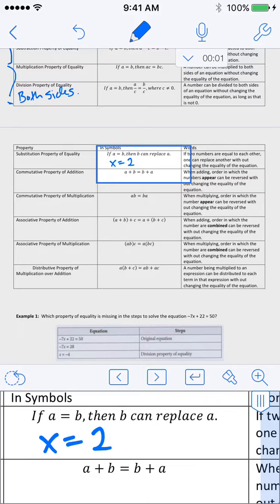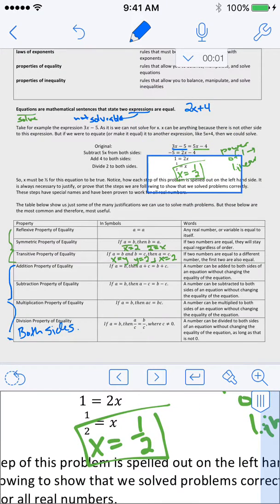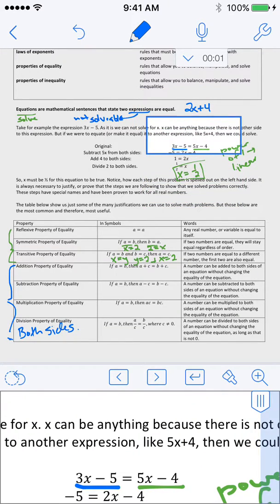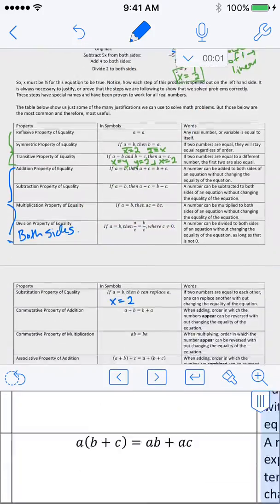If you ever want to check your answer, we could go back up to our first one, take that x equals 1/2, substitute it back in, and we would get a true statement, right? That's what it means. Just you can substitute.